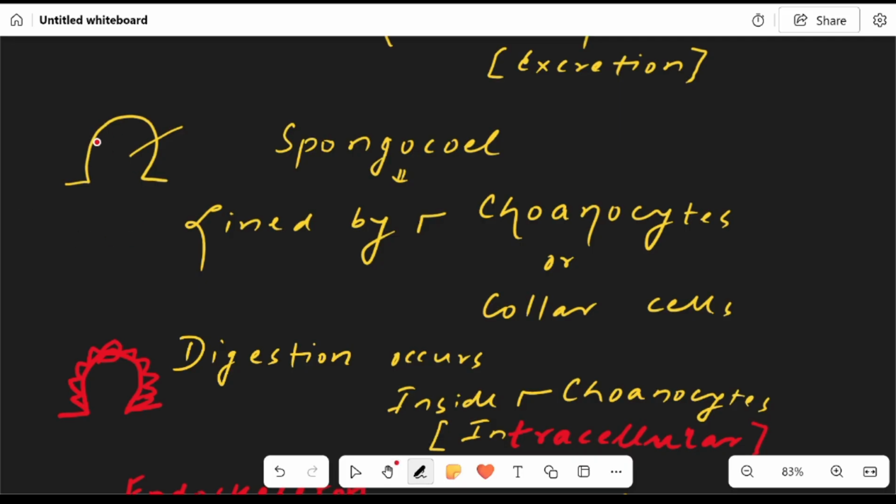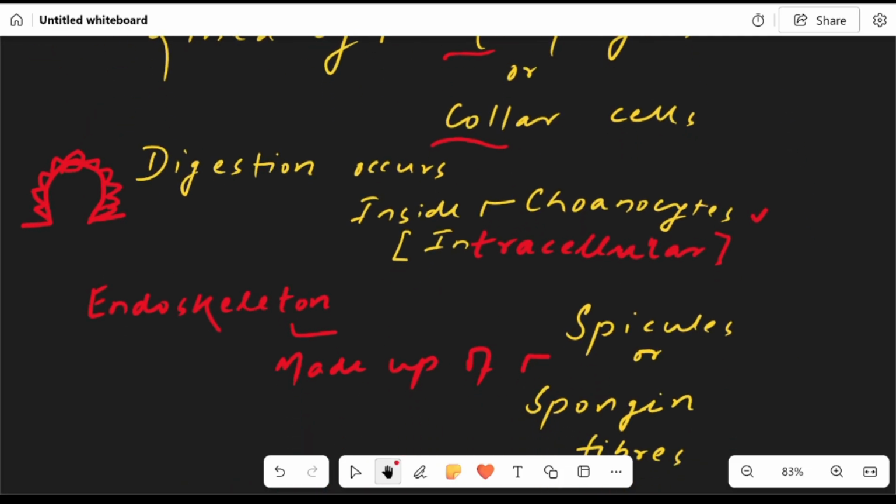Now the spongocoel, this cavity, is lined by choanocytes or collar cells. These choanocytes or collar cells are the place inside which digestion takes place. So this form of digestion which takes place inside choanocytes is known as intracellular. Intracellular means inside the cell.